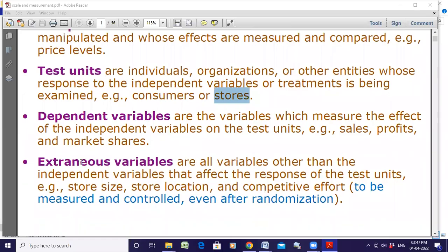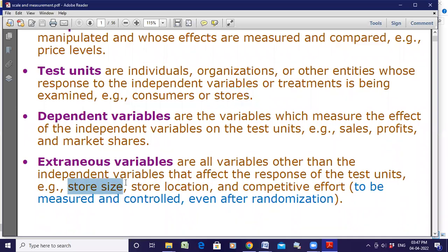Then we have extraneous variables. These are the variables other than the independent variables that affect the response of the test unit. For example, store size, store location, some competitive effort. Okay, so what exactly are extraneous variables? Which will affect the response of the test units.